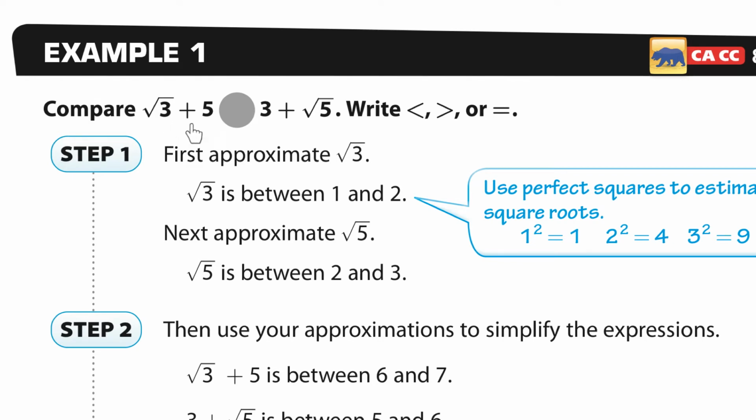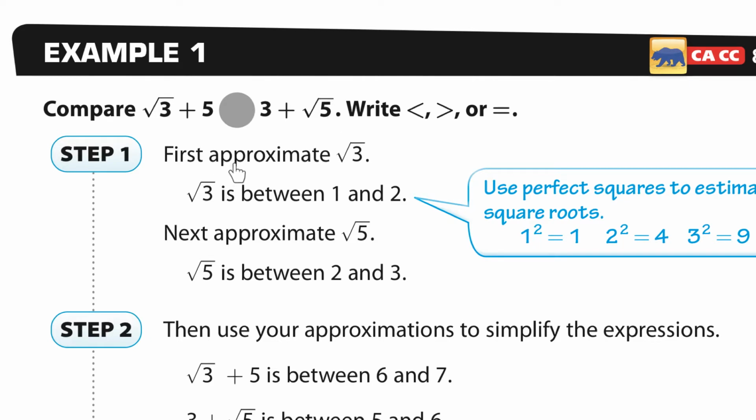So in example 1, we're going to compare these two sums, and which one is it going to be? Well, let's see. Here we're starting with 5, and here we're starting with 3. Before I even get to this, I'm thinking that this one's the larger sum, because the square root of 3 and the square root of 5 is not that big of a difference.